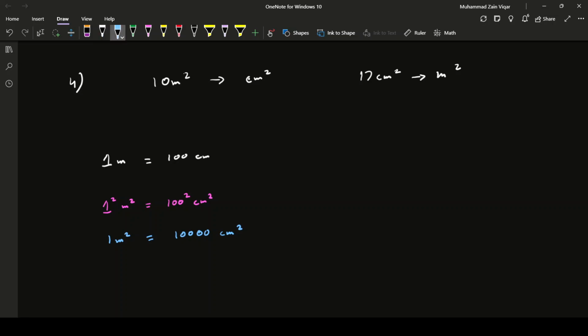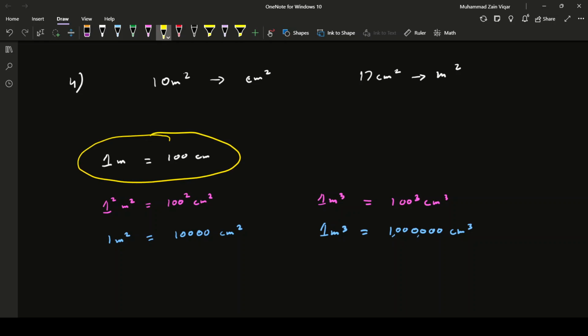And similarly, had the number been 1 meter cube, the conversion would be 100 cubed centimeter cube, and the answer for this would be 1 meter cube equals 1,000,000, which is 6 zeros, centimeter cube. So this is of course 1 million centimeter cube. So these are the types of conversions we have with us. What we usually might know is this conversion, and the rest is up to us, how we do those conversions.